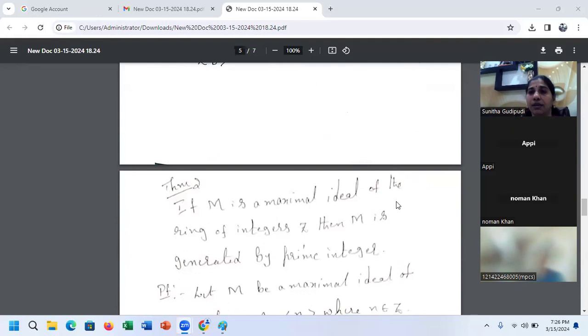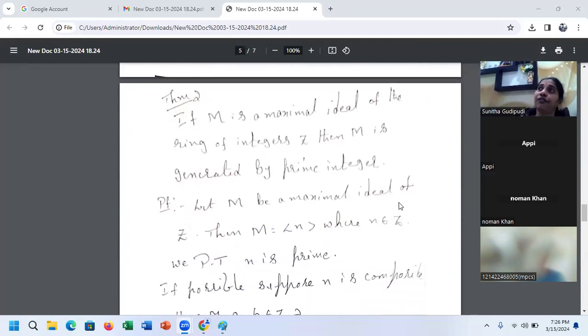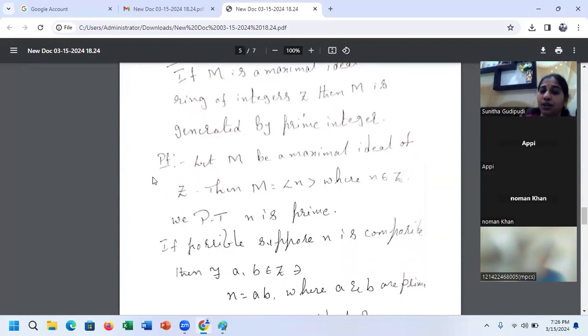Now comes the question, what will happen to the converse of this particular theorem? If it is a maximal ideal, can you say that it is generated by a prime integer or not? Let us check that. If m is a maximal ideal, then m should be generated by a prime integer, says the next theorem. Let's have a look at the proof.